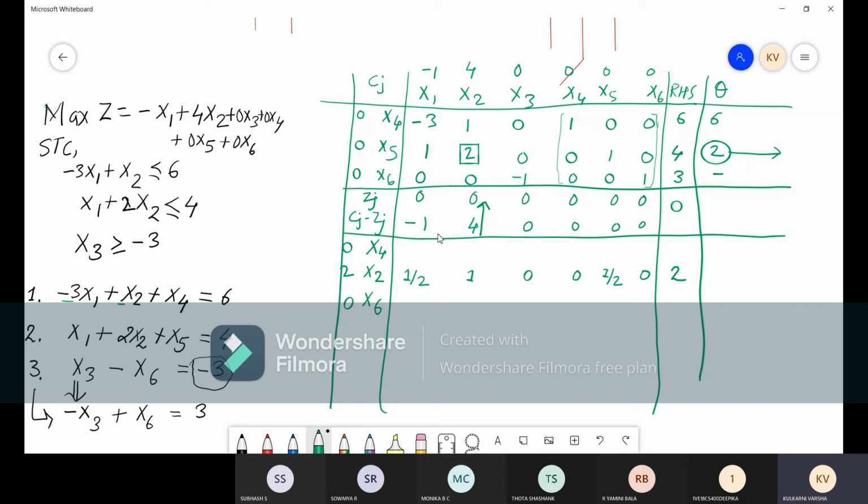Now we'll go for X4, right? So in case of X4, we should get X4 here 1. We should get X4 and X2 here 0. And we should get X4 and X6, here we should get it as 0.